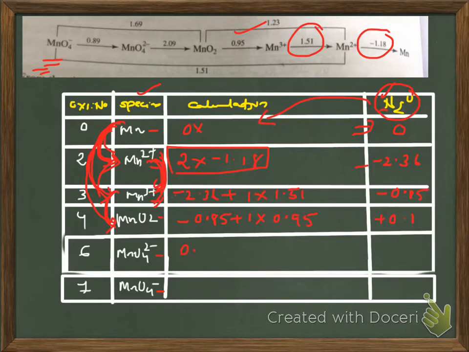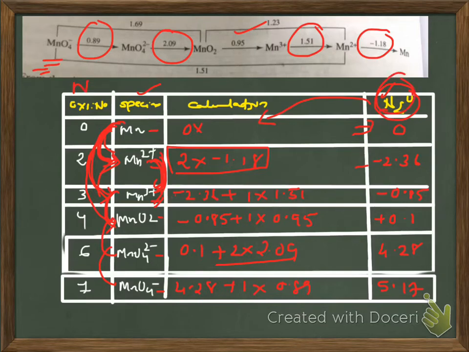Now 0.1 plus for this change, 4 to 6, it is a 2 electron change. Therefore 2 into the potential 2.09, and in total you will get 2.19. No, here you have 2 into 2.09, so the value is 4.28. Again 4.28 plus 1 electron change into potential 0.89, so you will get 5.17. Actually our graph is between n and nE0, the first column and the last column.